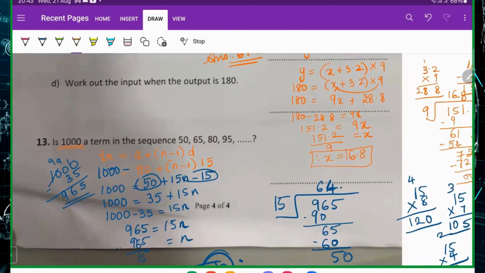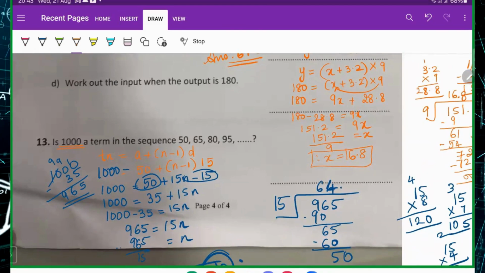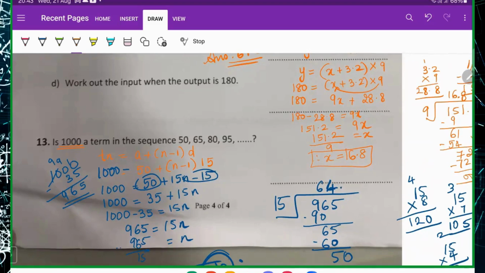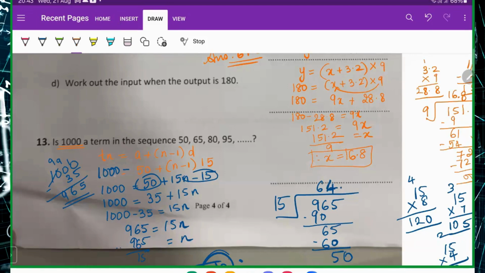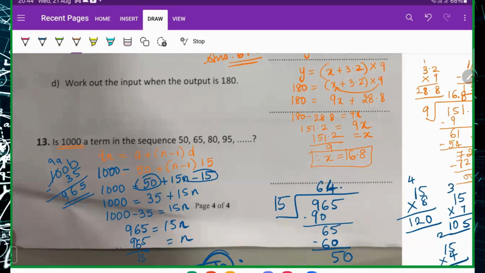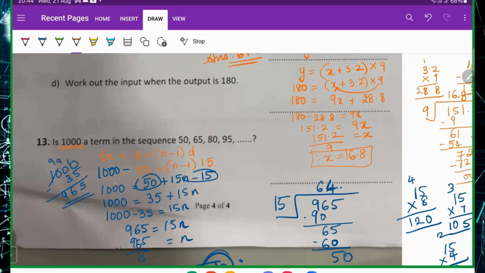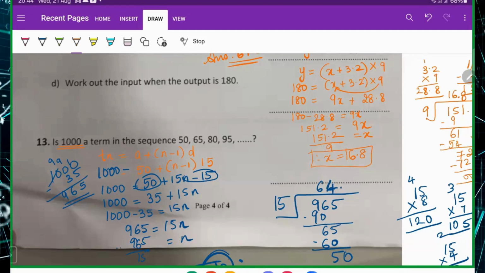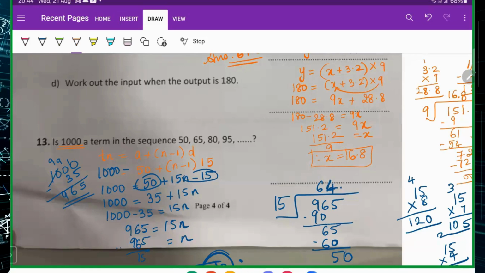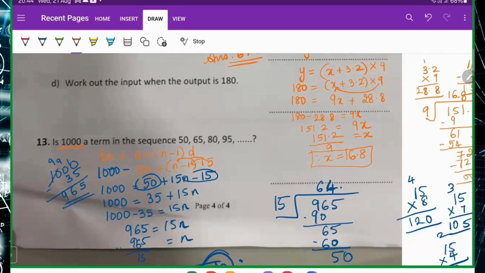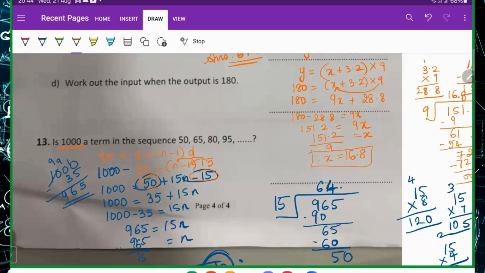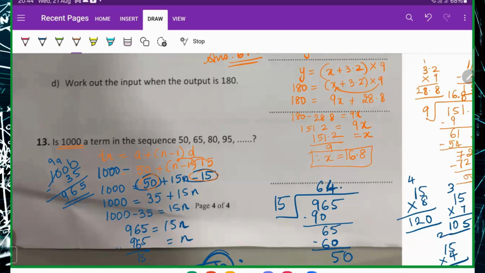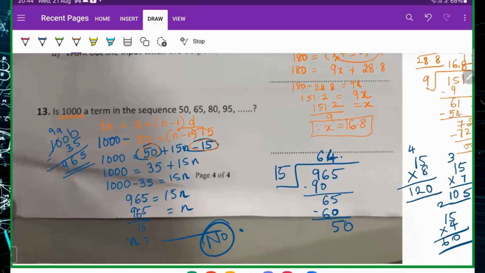Next, it says is 1000 a term in the sequence 50, 65, 80, 95 and so on and so forth. You know Tn is equal to a plus n minus 1 into d. In place of Tn, you're going to write 1000 is equal to 50 plus n minus 1 into d, which is 15. Now, 1000 is equal to 50 plus, again, 15 into n, that gives you 15n, and you have minus 15. So you have 1000 is equal to 50 minus 15, that is 35, plus 15n. So you get 1000 minus 35 is equal to 15n.